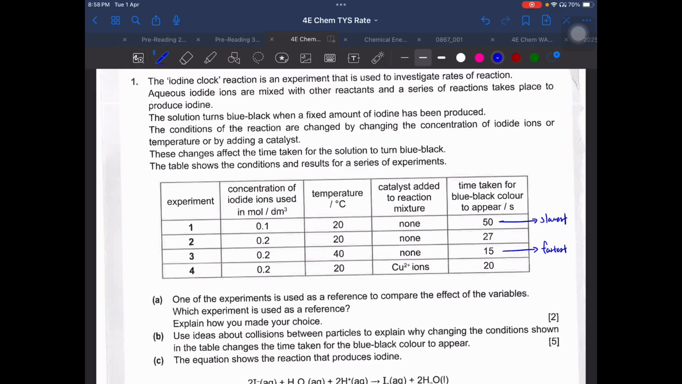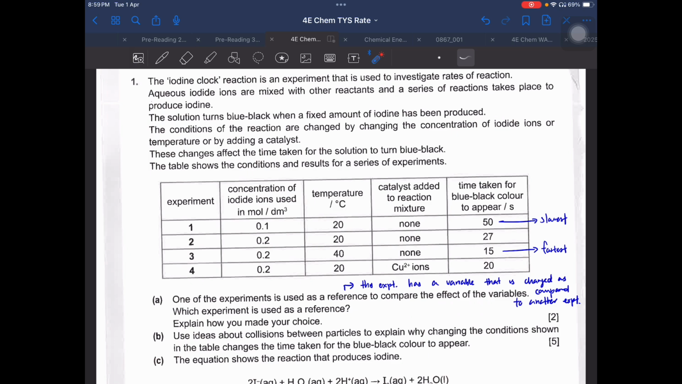Now, what do we mean by reference to compare the effect of the variables? Essentially, what this means is that this experiment has a variable that is changed as compared to another experiment. So basically, we are trying to see, is there an experiment out of these four that has only one variable being changed as compared to the other experiments.